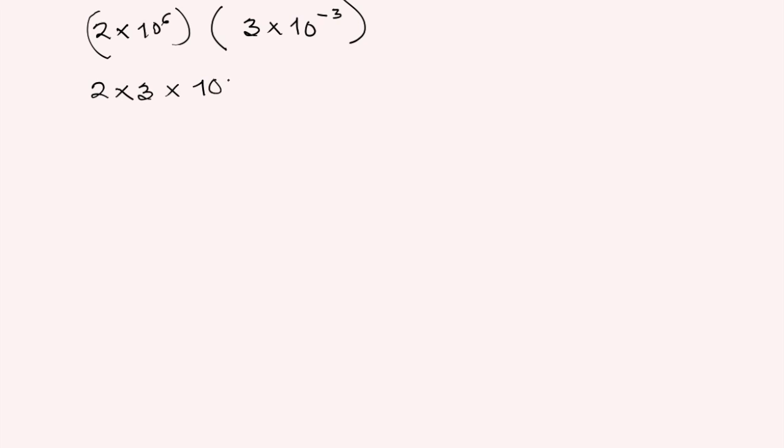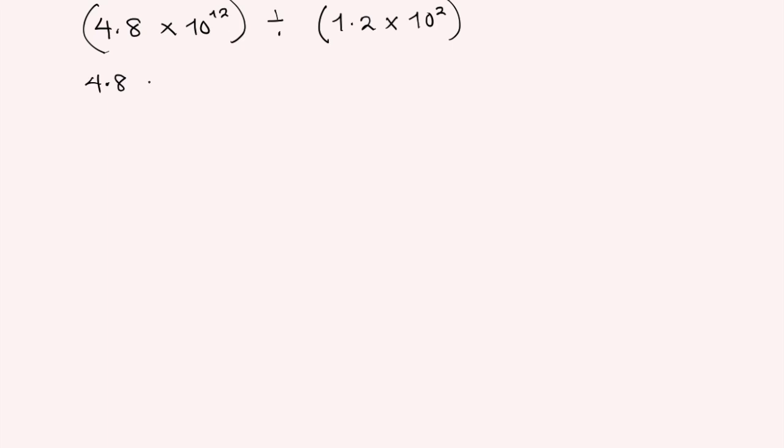So the next question is 2 times 10 raised to the power 6 multiplied by 3 times 10 raised to the power minus 3. Now, this is going to result in 2 times 3 times 10 raised to the power 6 plus minus 3. That's plus this plus this. And this is going to be equal to 6 multiplied by 10 raised to power 6. Plus times minus is minus, so 6 minus 3. And the final answer for that is 6 times 10 raised to power 3.